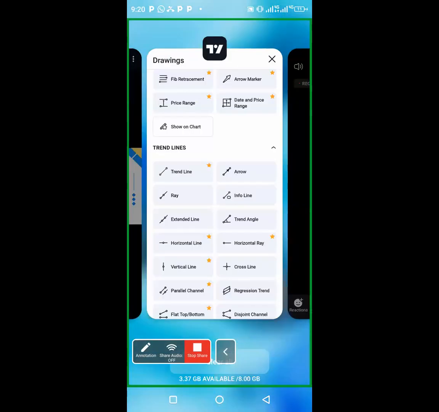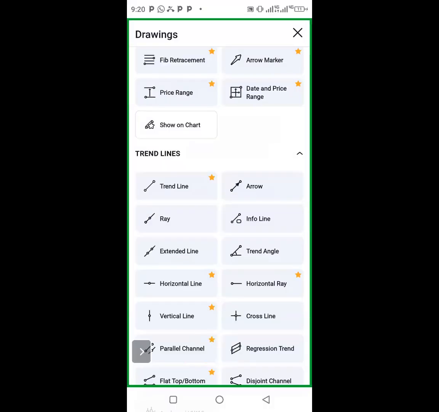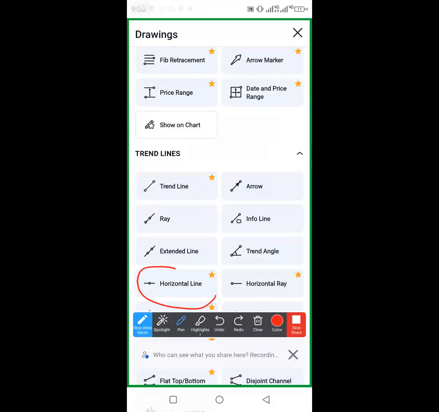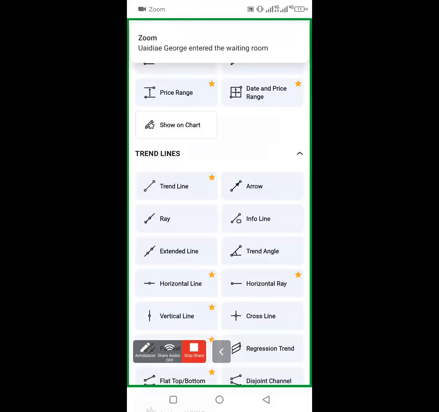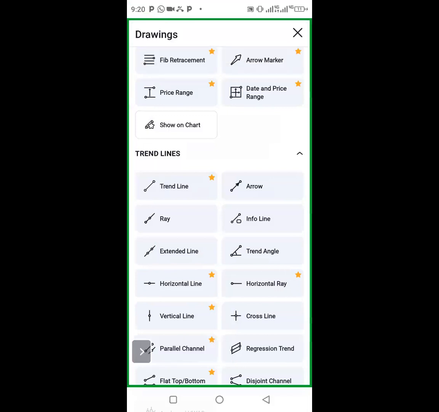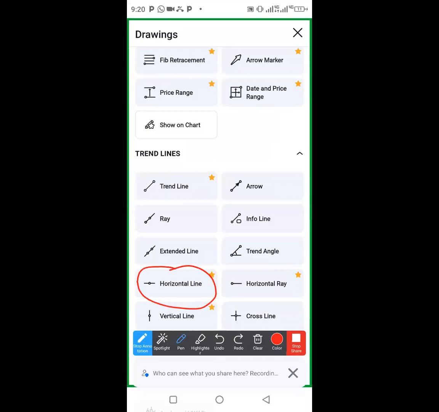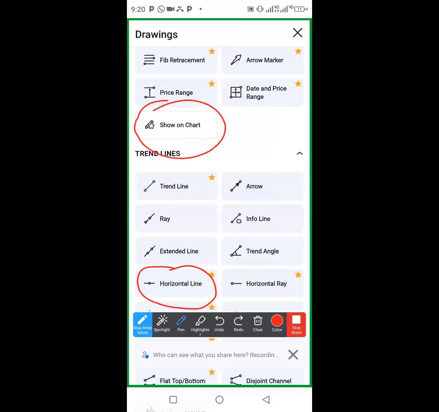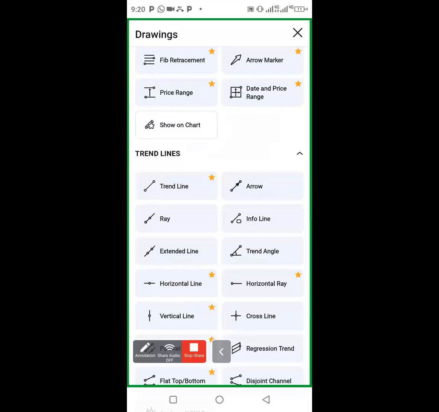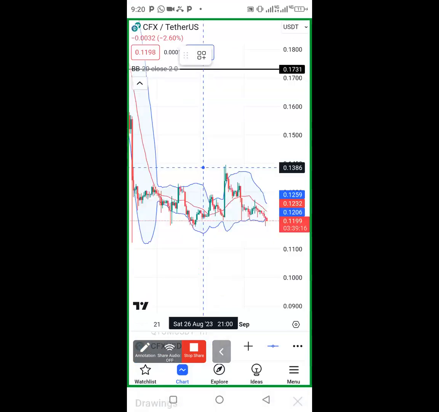Oh, yeah, this is what I'm looking for. So now when you go to trend line, search for horizontal line, I'm referring to this. Long press and tap on the star so that it will appear in your favorites. When you do that, you find that your show on chart will show blue color. You tap on it so that the blue color will disappear. That's it. That's how you get your horizontal line.